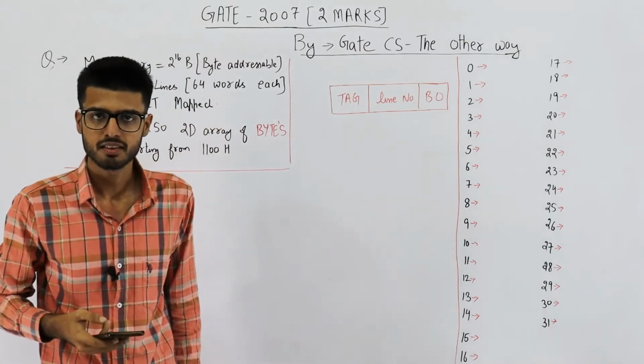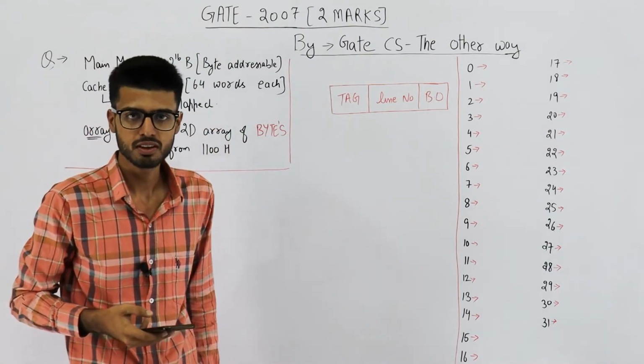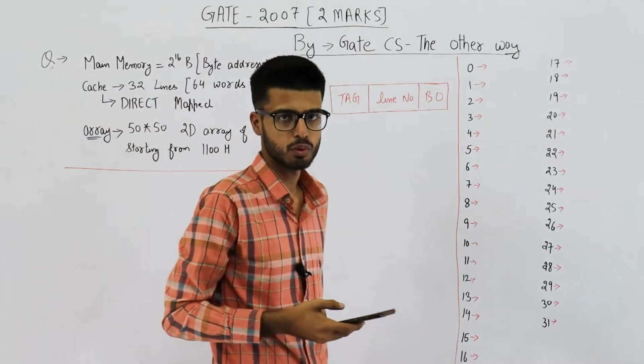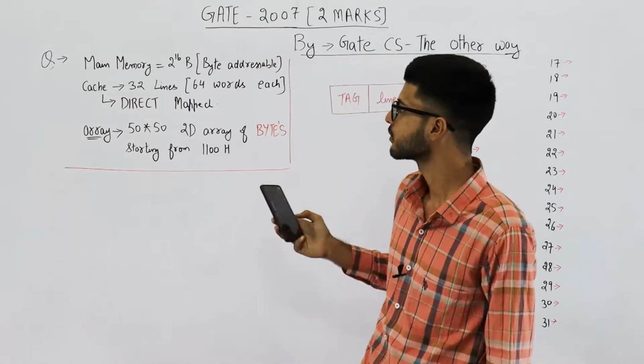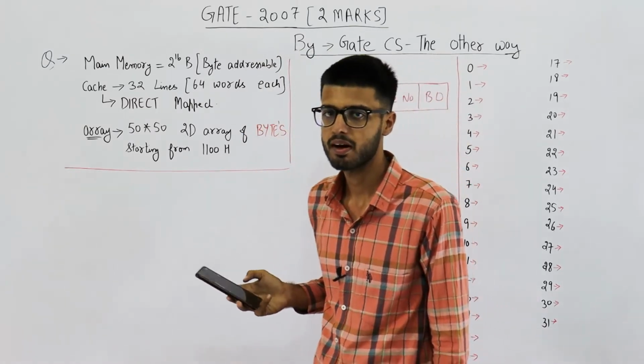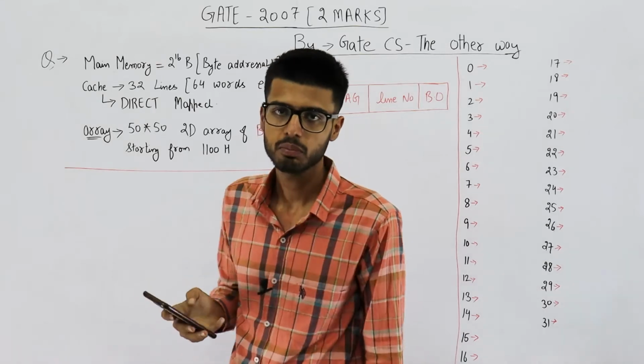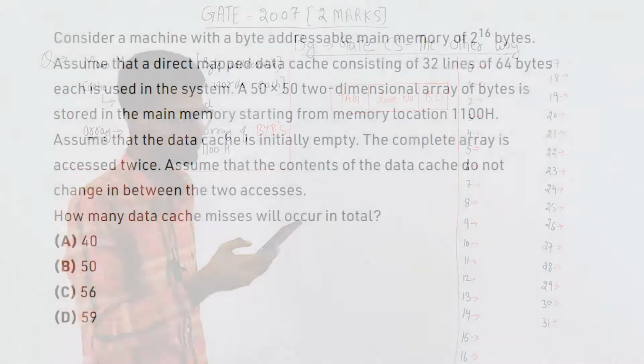Hello there students. This question is from GATE 2007. It's a 4 marks question, 2 marks for each part. So we have 2 parts to this question. Let me read out the first part.